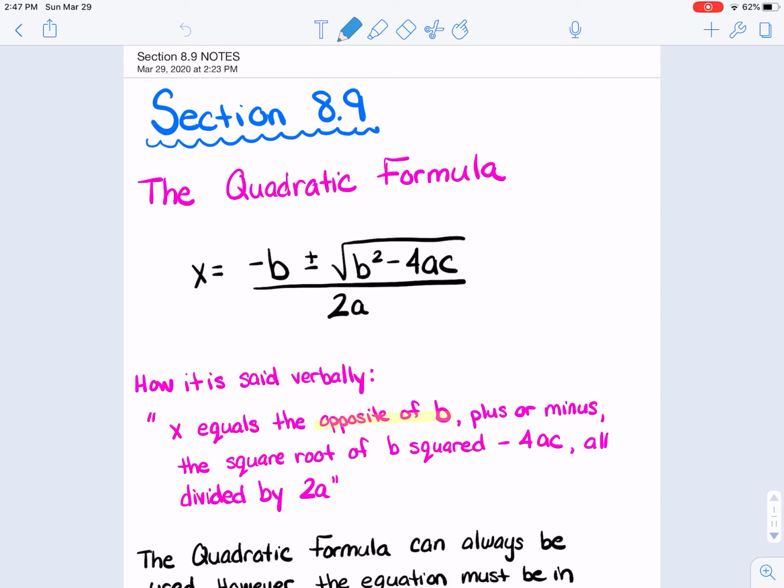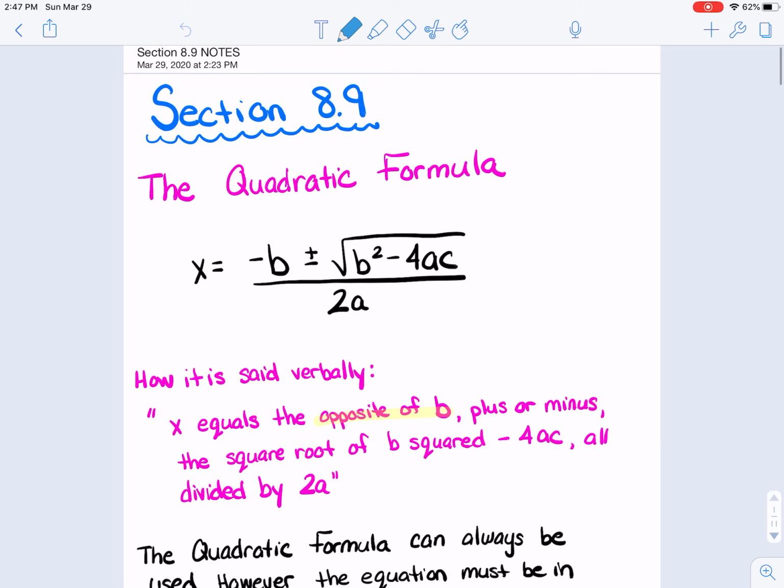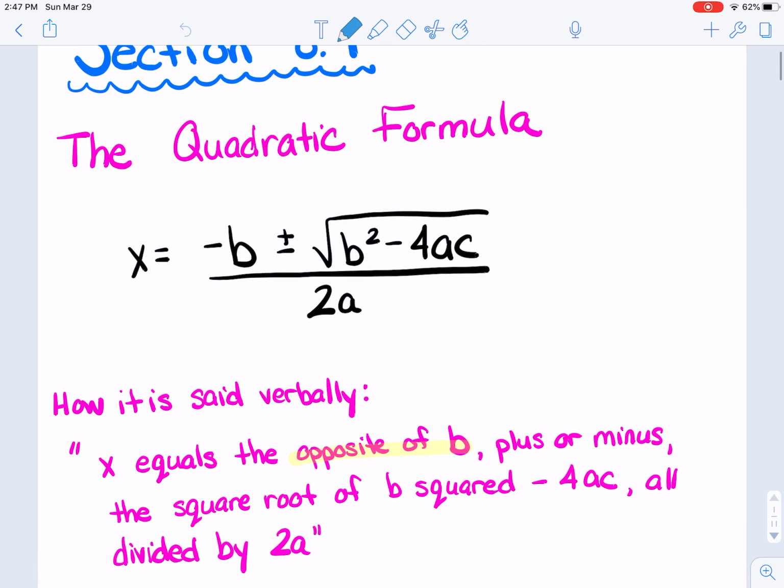6.9, the quadratic formula. This is the fifth and final way you will learn how to solve a quadratic equation. This one can always be used. There's never a time you can't use it. Factoring, you can only use sometimes. Sometimes a problem doesn't factor, so then you might automatically say it's no solution even though it's not. This one will always work out.